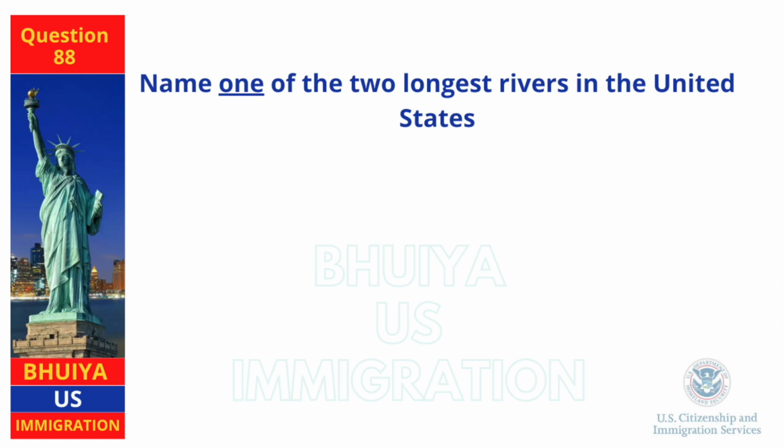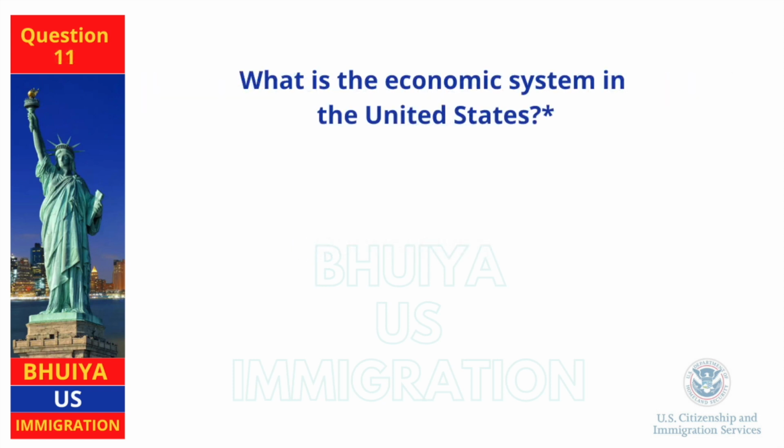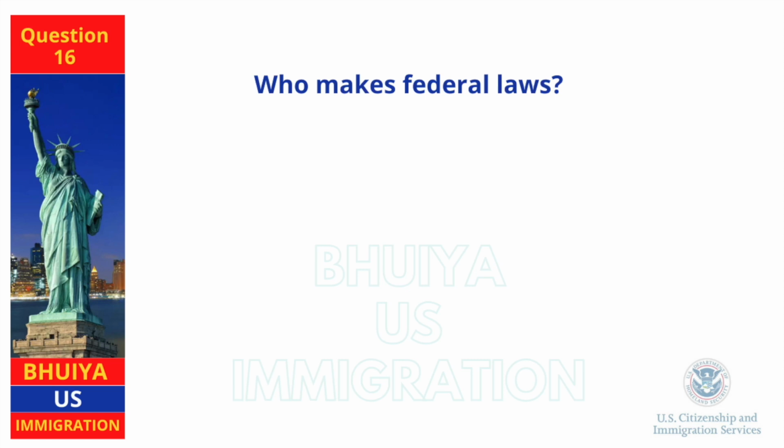Name one of the two longest rivers in the United States. Missouri River. What is the economic system in the United States? Market economy. Who makes federal laws? Congress.